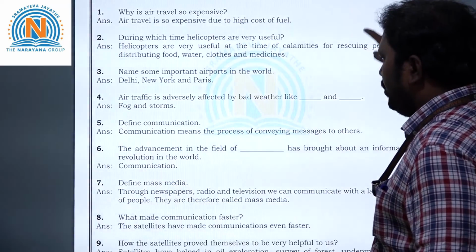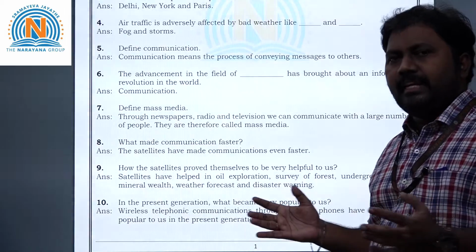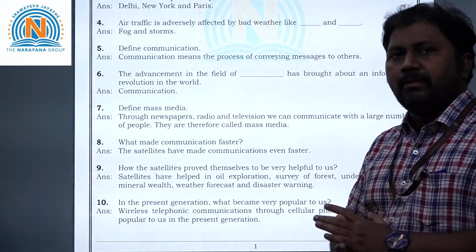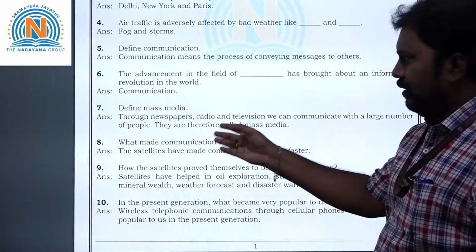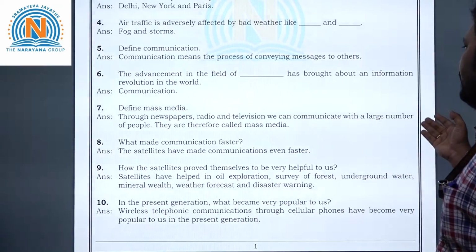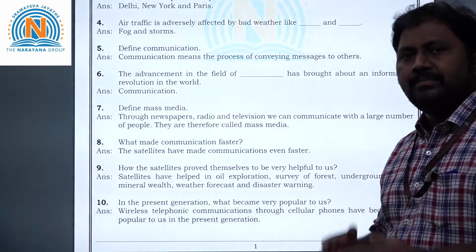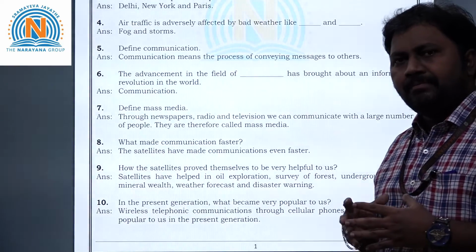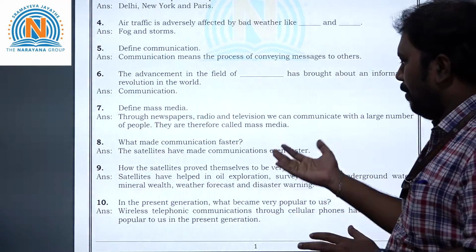Now let's take the seventh question children here. Define mass media. See, the name itself is present. Mass means what? A large number of people, means bulk people. So through newspaper, radio and television we can communicate with a large number of people. So they are therefore called mass media. That means communication like television, radio, newspapers, we can reach a large number of people. So that is called mass media.